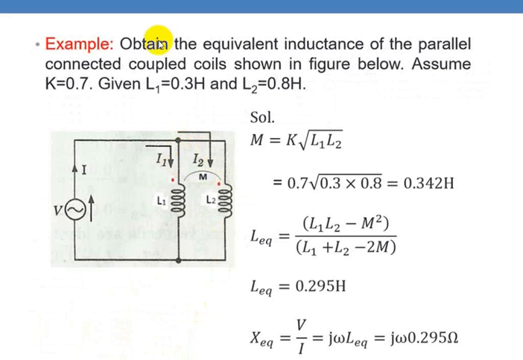Coming to the next problem, obtain the equivalent inductance of the parallel connected coupled coils shown in the figure below. Assume K is equal to 0.7, given L1 equal to 0.3 henries and L2 equal to 0.8 henries. So L1, L2 values are given, and the coefficient of coupling is given as 0.7. Now you are asked to find the equivalent inductance.